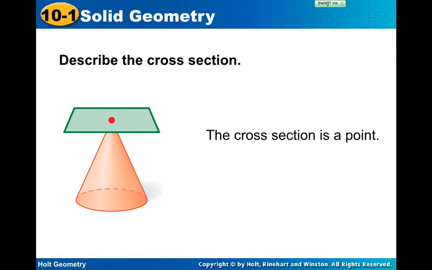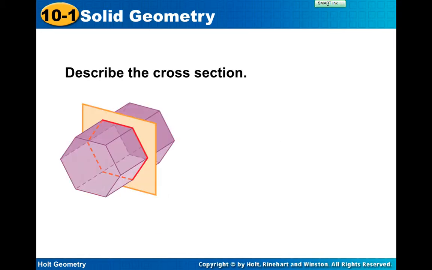Okay, but I was going to show you all the cross sections on a cone. Describe the cross section. What shape is it? Hexagon, okay? So that would be going parallel to the base. If you would go perpendicular to the base, what if you would go this way?